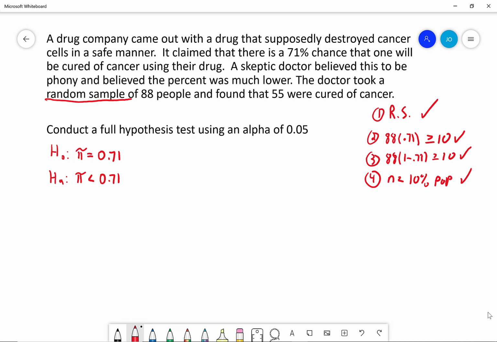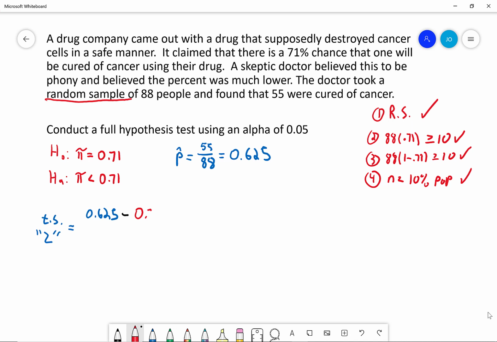The next thing that we should do, right, is find our test statistic. So to find our test statistic, again, we thought of that as a z-score, so I'll just write parentheses, z-value. We're going to take our sample proportion, right? And our sample proportion we can find by looking at this ratio, 55/88. And this comes out to be 0.625.